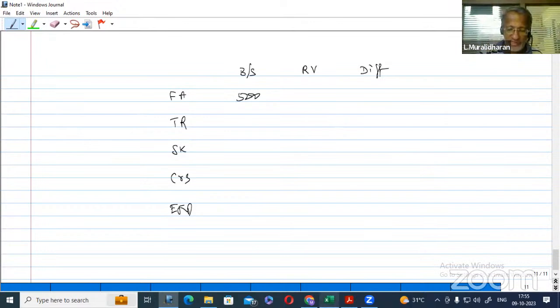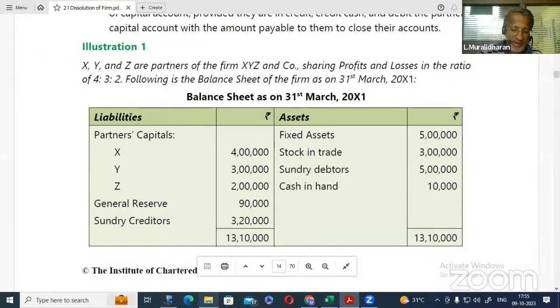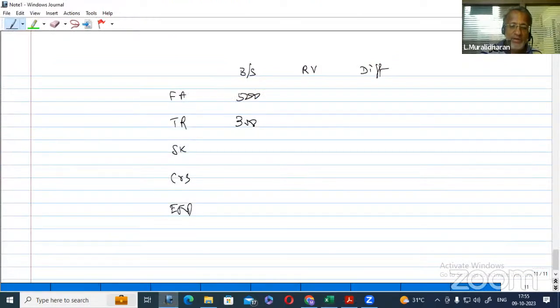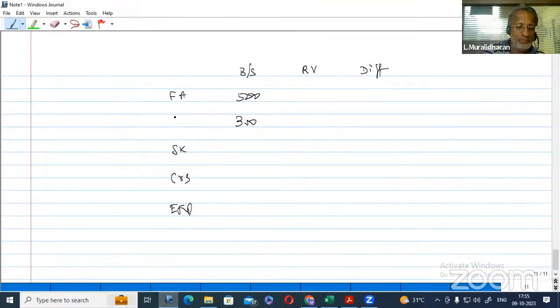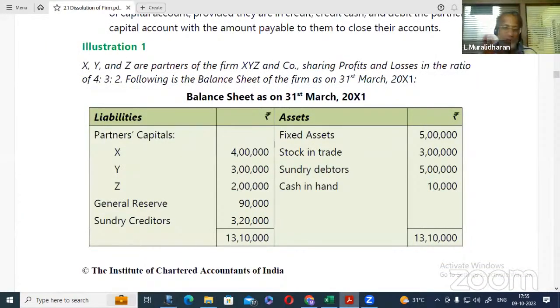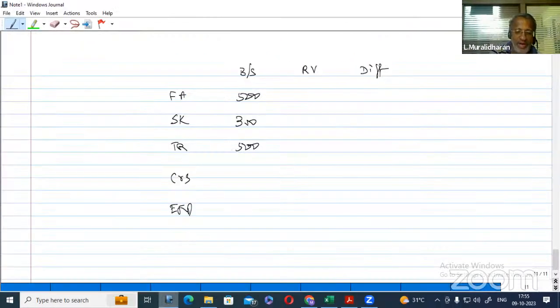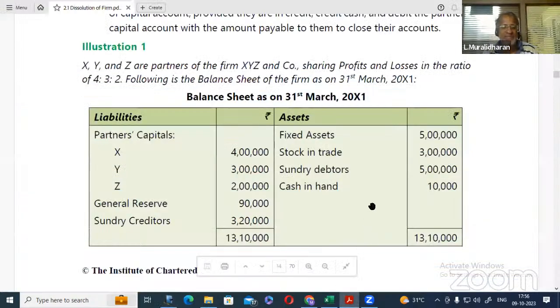Now let us just take fixed assets at 500, and this at 300, trade receivable at 300, stock at 300. Trade receivable as 500. I don't touch cash because on cash there will not be any loss unless I lose the cash. So creditors as 320 and expenses in the balance sheet I don't have, 0. What are the corresponding values that I was just getting? What are the balances I was just getting?